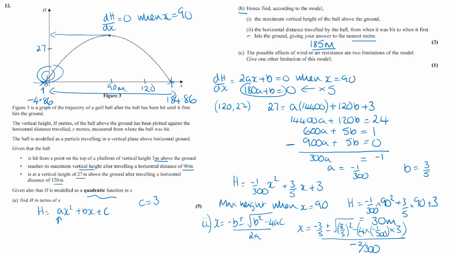Part C, the possible effects that could limit the model are wind and air resistance. Give some other limitations. Well, the ball could spin.